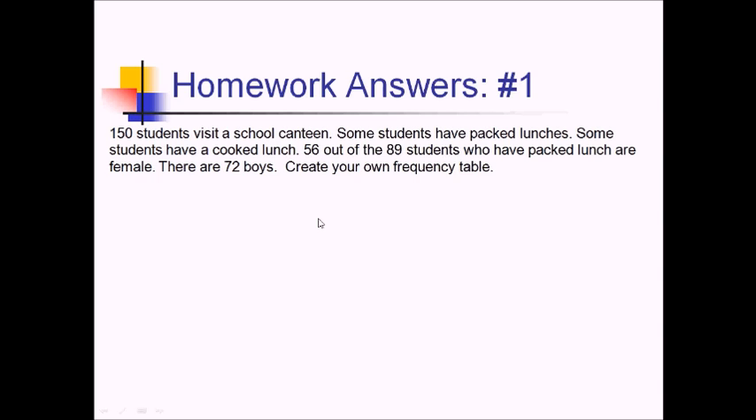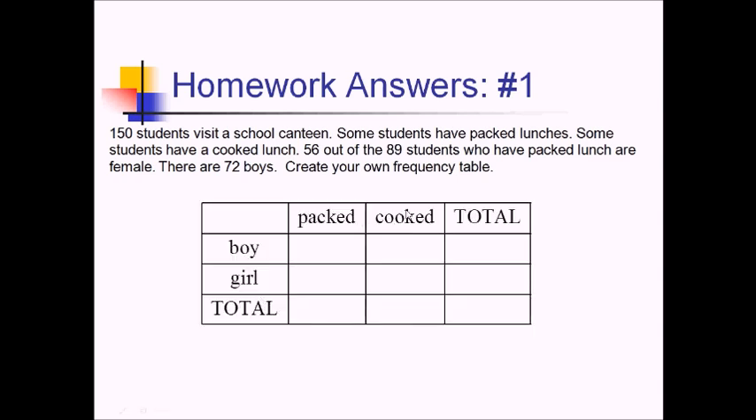All right, so we need some rows and some columns here. So we have one way of breaking up the data, boys versus girls, and another way with packed lunch versus cooked lunch. So I'm going to make my boys, girls be the rows, and then packed versus cooked, that'll be my columns. And I've got a total column and a total row for each direction here. All right, so the information they gave me, 150 students. That's my grand total down here.